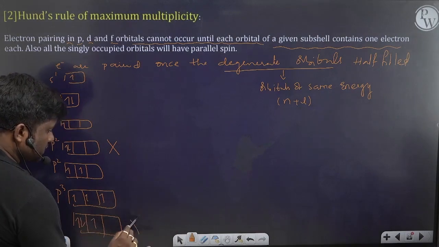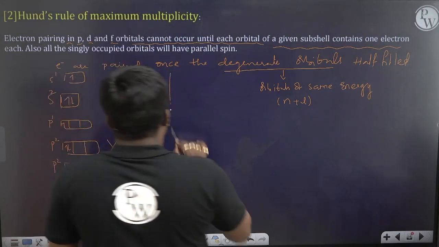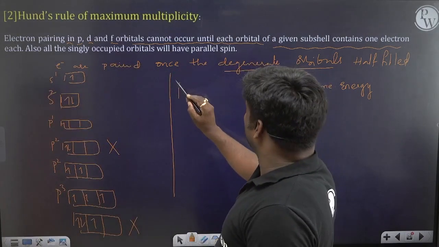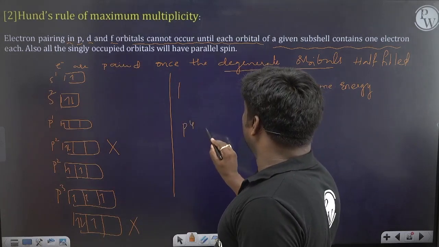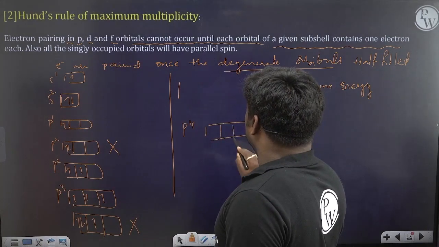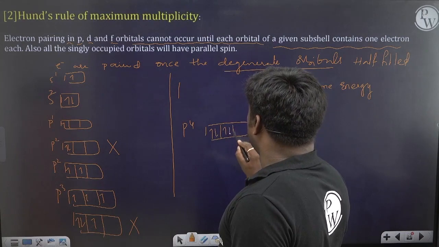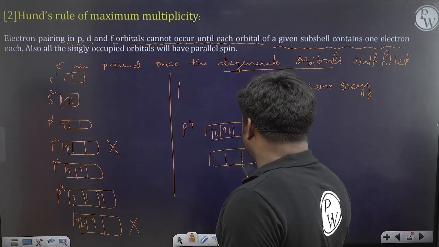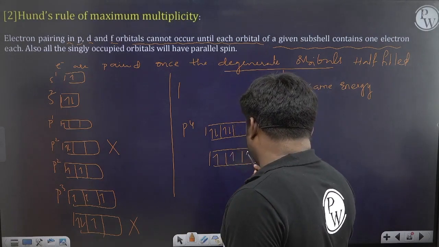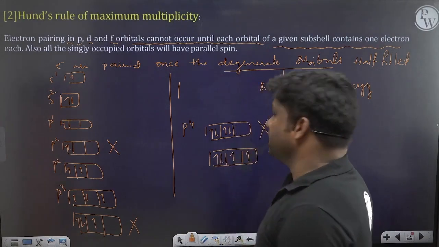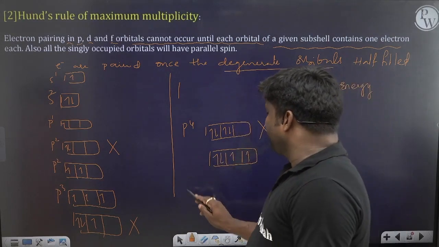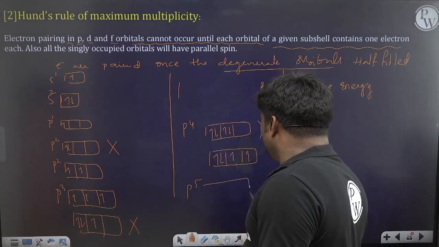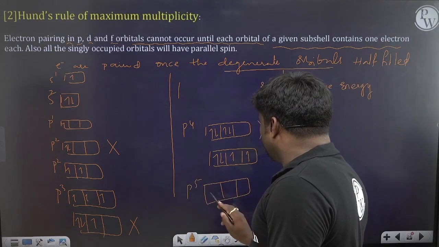1, 2, 3, this is wrong. Okay, and P4 is there. Next, P4 means what? If you write 1, 2, 3, 4, what happened? It became wrong. What should you do? Electrons are first half filled. 1, 2, 3, after half filling, what should you do? Pairing. Next P5. P5 means first electrons you should half fill it.